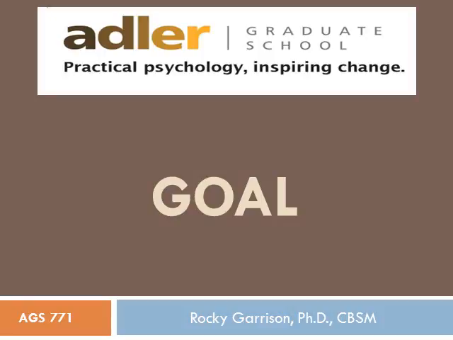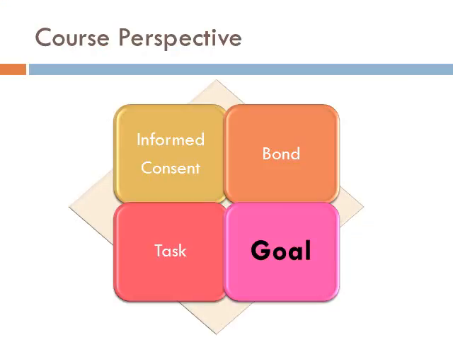I will finish with the proposition that a working knowledge of the theory and behavioral manifestations of social interest is one of the primary contributions the therapist brings to the goal component of the Working Alliance. This course approaches the therapeutic alliance from 4 interrelated perspectives: informed consent, bond, task, and goal. The focus of this lecture is the goal perspective.